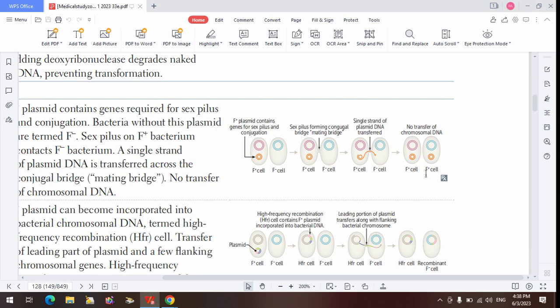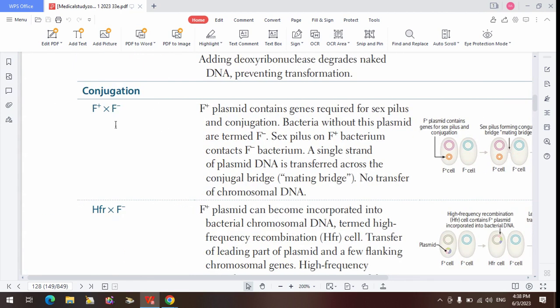Can you guys see the image? Yeah. So that is what we call conjugation between F plus and F negative. That's what happens. There's no transfer of chromosomal DNA.